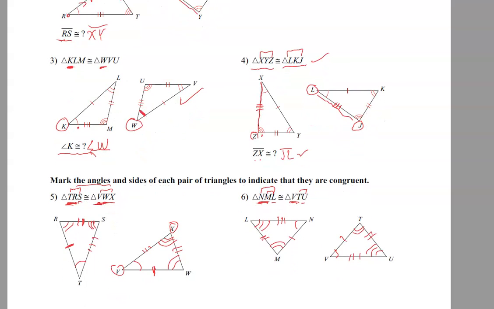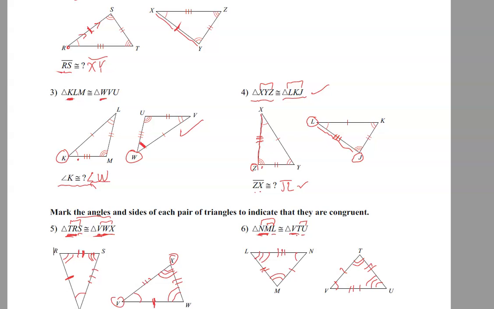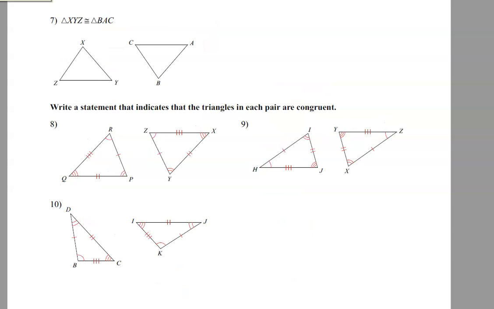Let me pull this down, hopefully. Let's go to the next page. All right, so number 7, same exact thing. Looks like I gave you one more of these. Let's mark these. Angle X is congruent to angle B. Angle Y, put 2, is congruent to angle A, and then angle Z is congruent to angle C. We would do 3 of those.